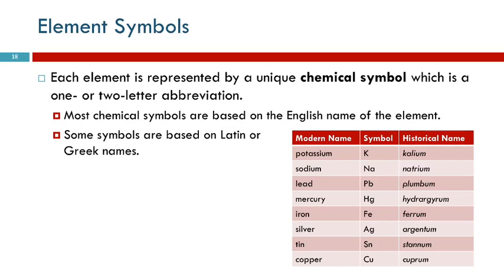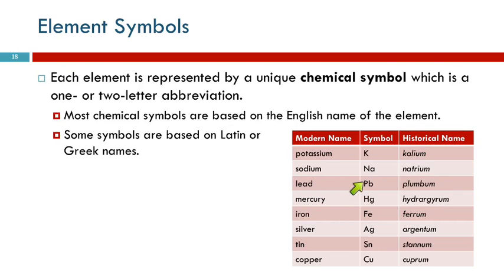But some of them are based on Latin or Greek names, and so they don't seem to make sense if you think about the English. So the modern name for this element is potassium, but its symbol is K. And you may wonder, how the heck do you get K out of potassium? Well, its historical name was kalium, which started with a K. Sodium has the symbol Na because its original name was natrium, because it was isolated from seawater.